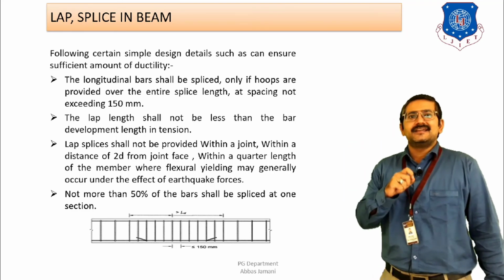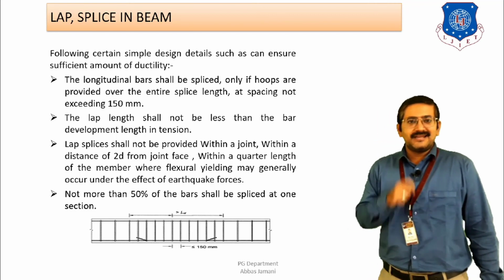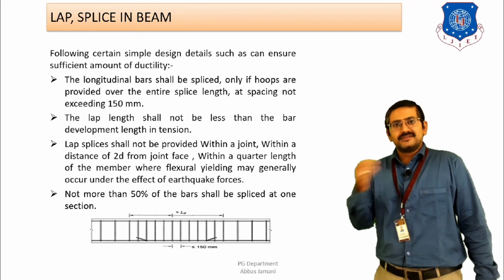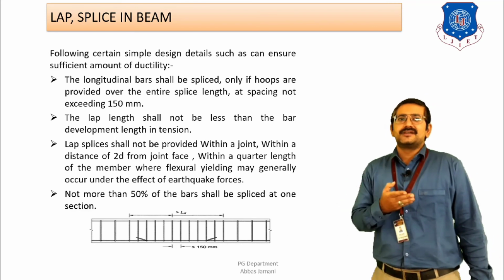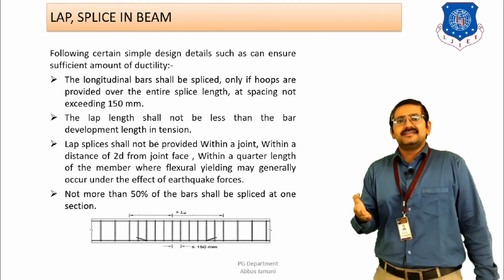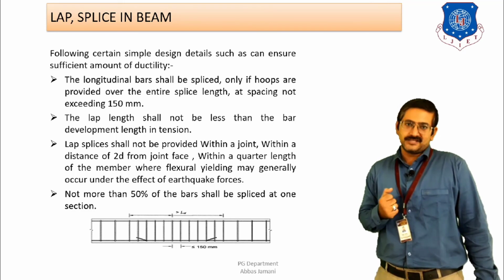Second, regarding the lapping of horizontal bars, guidelines are also given that the lap length should not be less than the development length. That is the example that I gave you, that as per IS 456, if the calculation based on the grade of concrete and grade of steel is such that the value is coming as 50 times diameter, then minimum 50 times diameter development length has to be provided.